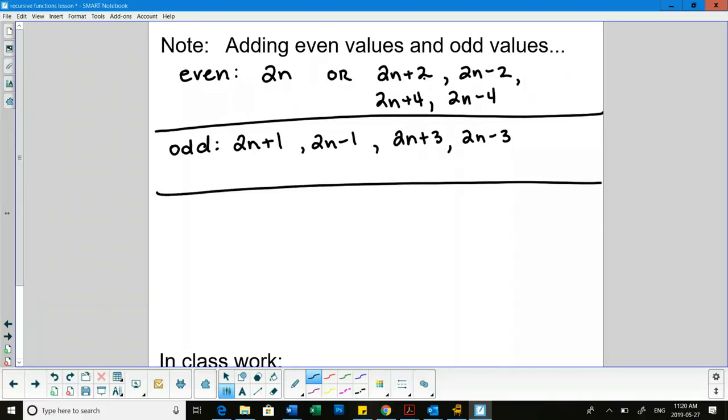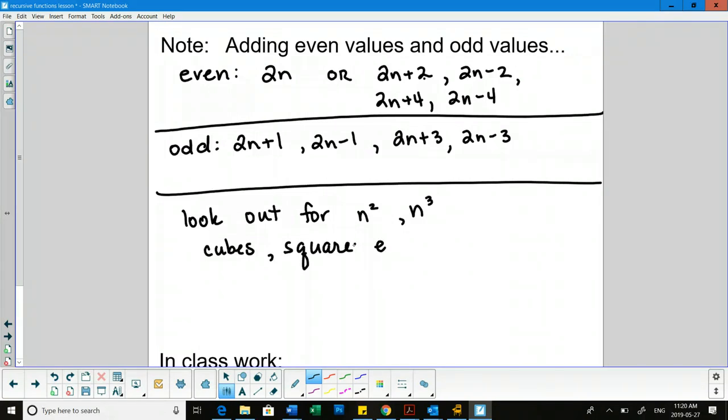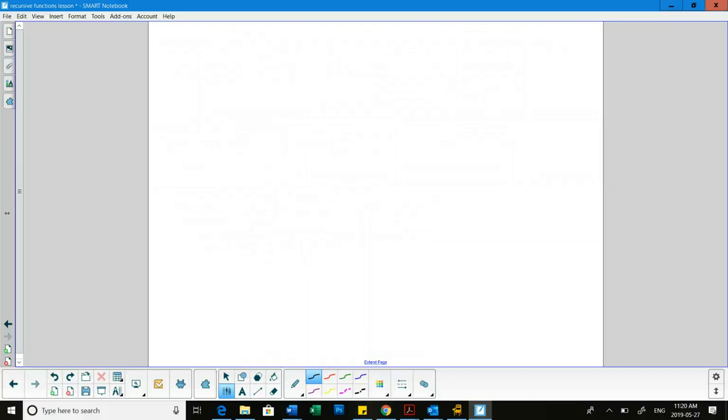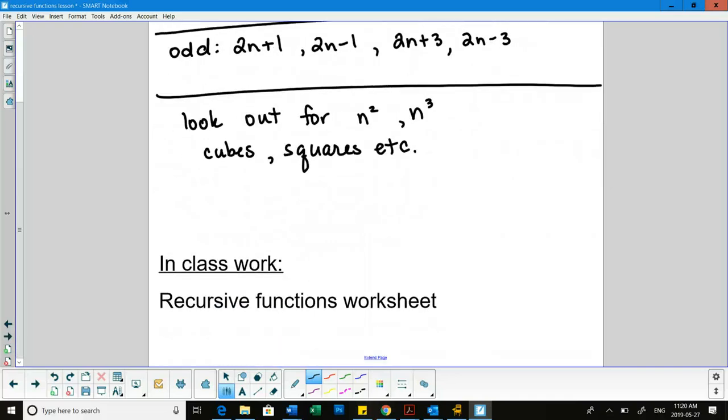Another little hint that I will give you is sometimes it adds squares or cubes of the term number. So look out for this: if you notice you're adding 4 and then 9 and then 16, those are perfect squares. So maybe you're doing n squared or n cubed. So look out for cubes and squares and stuff like that, because you might see that it adds some kind of exponent of the term number as well. Okay? All right, that's it.